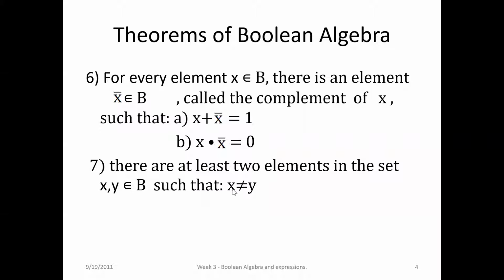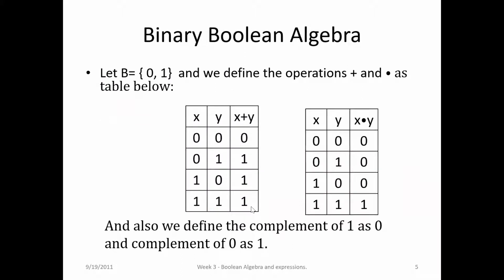Now, in here you see there are at least two elements x, y in set B such that x is not equal to y. If that is the case, you have something like this. Set B is having two elements 0 and 1, and we have two operations, addition and multiplication. So x and y, we are giving the names for these variables as x and y. These names could be a and b also, whatever is comfortable, and it is all dependent on the author.